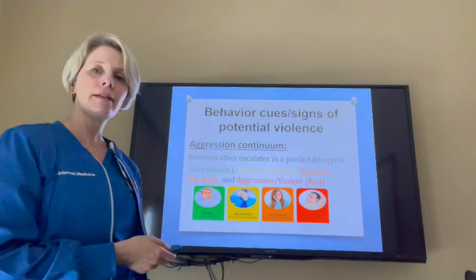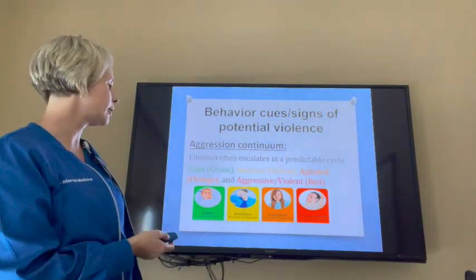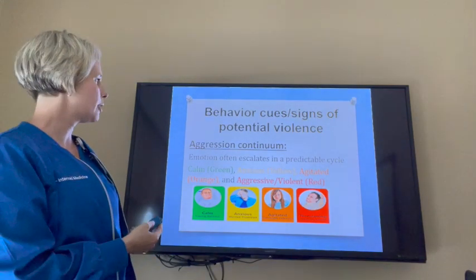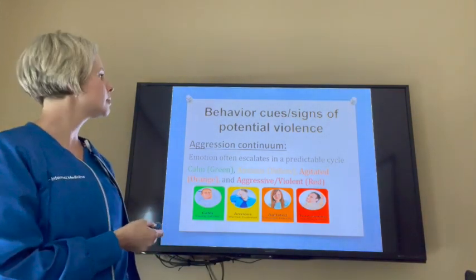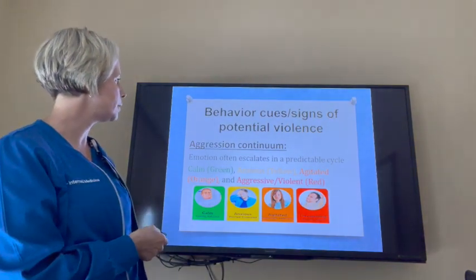So emotion often escalates in a predictable cycle, and we call this the aggression continuum. Patients can go from calm, to anxious, to agitated, to aggressive and violent. And we'll talk about each of these phases.